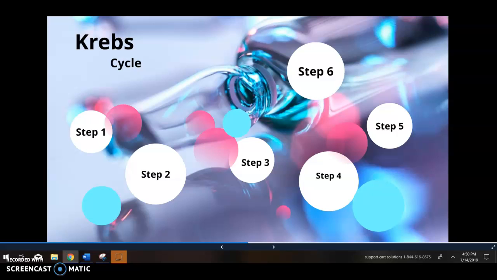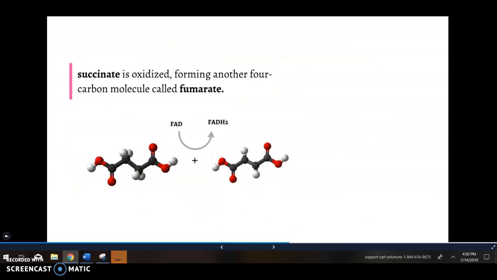The CoA group of succinyl is replaced by a phosphate group, which is then transferred to ADP to make ATP. ATP is an energy storing molecule. This process results in another molecule called succinate.